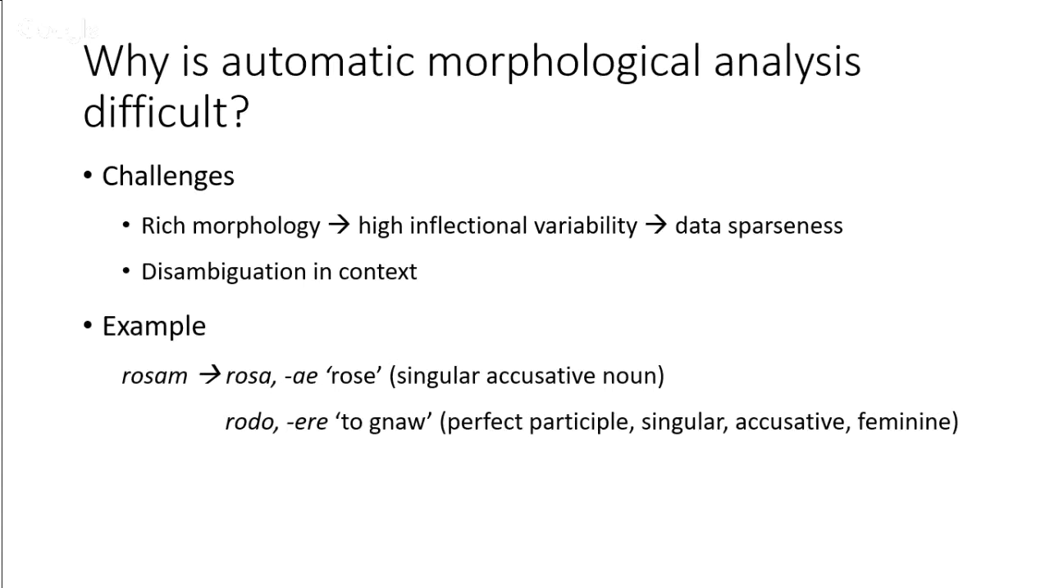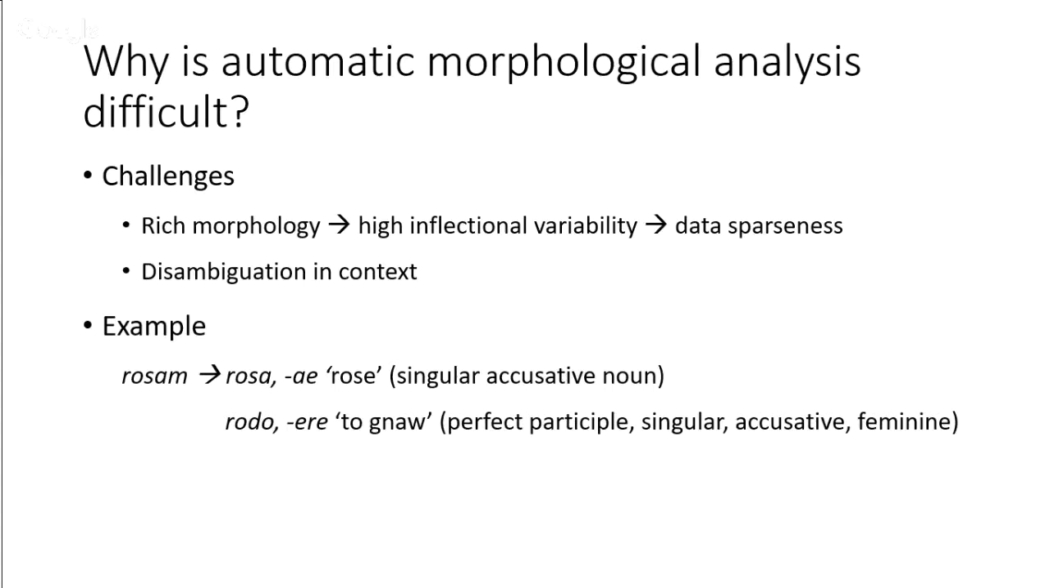The other challenge is disambiguation in context. So the morphological analysis of a word is not necessarily the same in any context. Just an example, if we have rosam in Latin, it could be the singular accusative of the noun rosa or the participle of the verb rodo, to gnaw. So unless we're given a bit more context, we cannot really tell. And the same challenge goes for a computer trying to analyze this form.